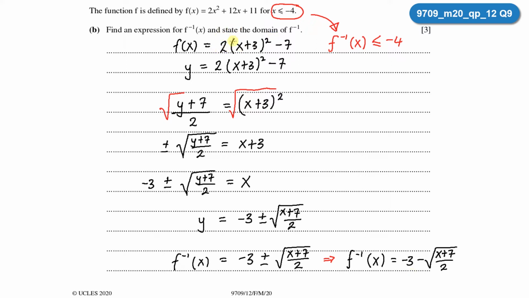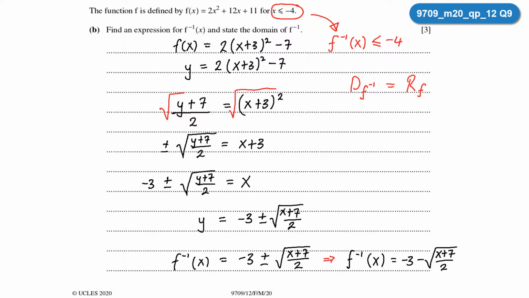Now, they also say state the domain of f inverse of x. Now, you need to know that the domain of the inverse function is comparable to the range of the function.